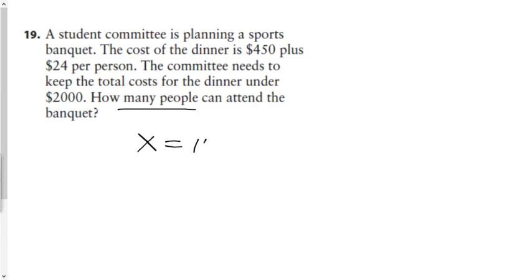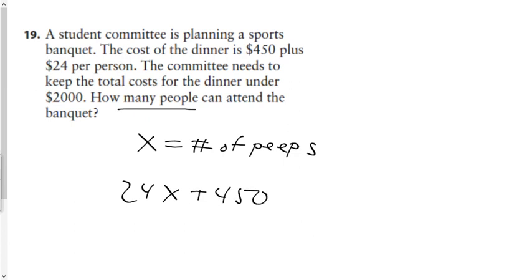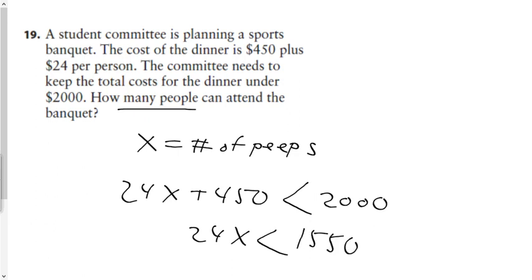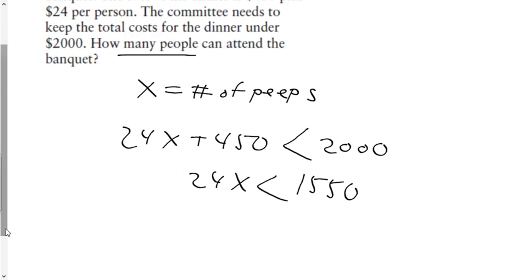So x equals the number of people. At $24 a person, algebraically, it would be 24 multiplied by the number of people, plus the flat fee of $450. This cost must be less than $2,000. Once we have it written, we'll subtract the constant from both sides to give us 24x is less than 1550. We will divide both sides by 24.